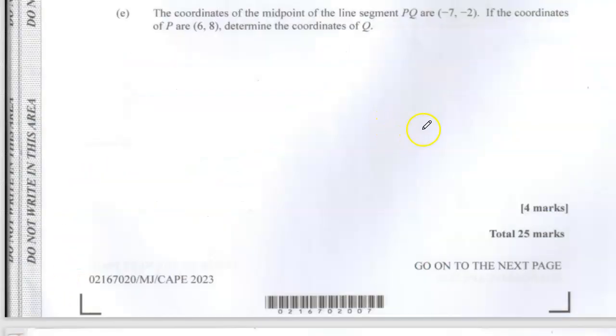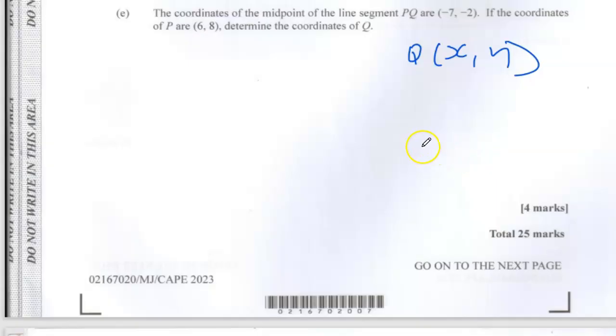So question 1 part E, the coordinates of the midpoint of the line segment PQ is minus 7, minus 2. So the midpoint is minus 7, minus 2. Coordinates of P are 6, 8. So determine the coordinates of Q. Let me call the coordinates of Q x, y. X for the x component and y for the y component.